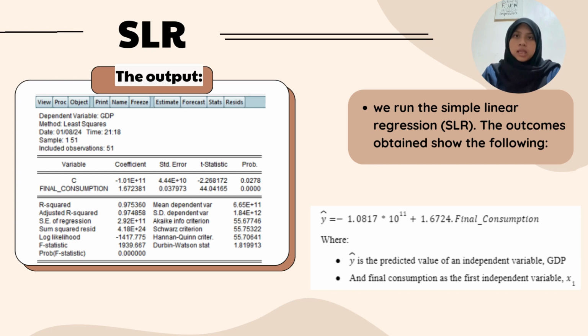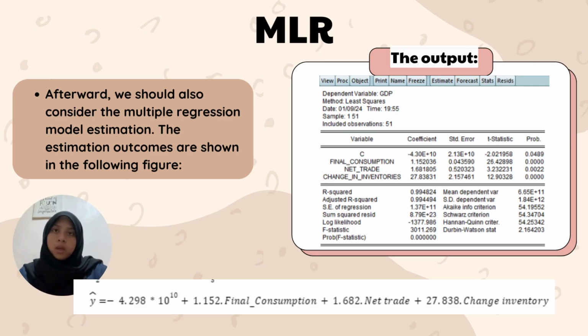This indicates the estimated change in the GDP for a 1 unit change in the final consumption variable. In addition, the slope coefficient B1 is positive with a value of 1.6724, reflecting that final consumption and GDP have a positive linear relationship that aligns with our expectation. So, the estimated value of the GDP is expected to grow by 1.6724 units for every unit increase in the final consumption. We also should consider the multiple regression model estimation, as the purpose of the method is to illustrate the combined influence of multiple variables.